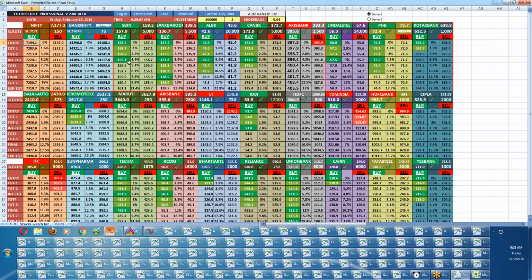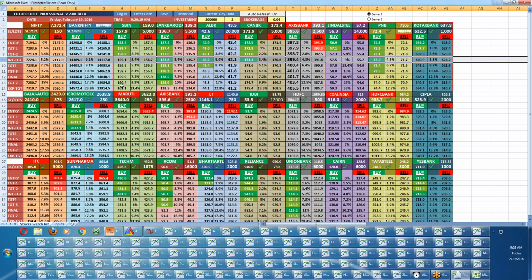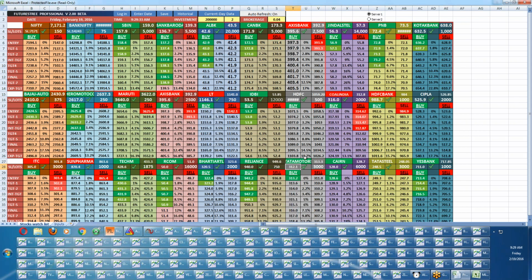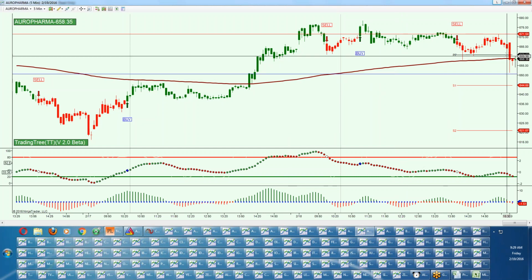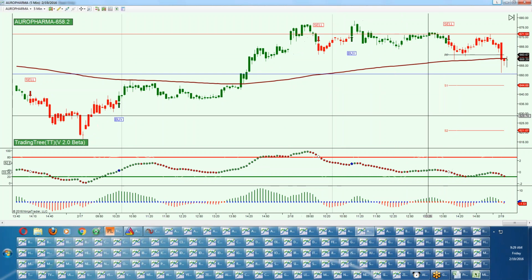SBI has done its intermediate target. These are your intermediate target levels. You can exit here, or else you can keep trailing your stop losses so that you can get the maximum out of each trade. Tata Motors, I have a buy. Let me add it in the place of Union Bank. Aurobindo Pharma, you can short it at 650.50, but there is a strong support. You have this brown line here.